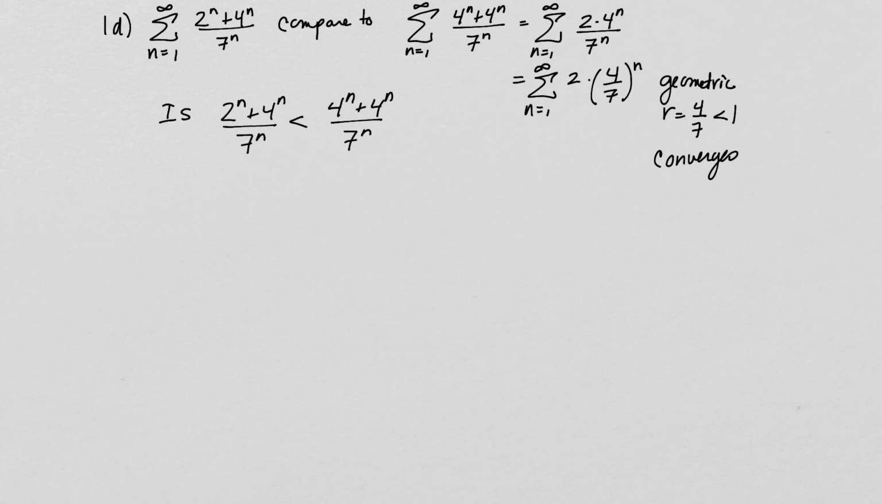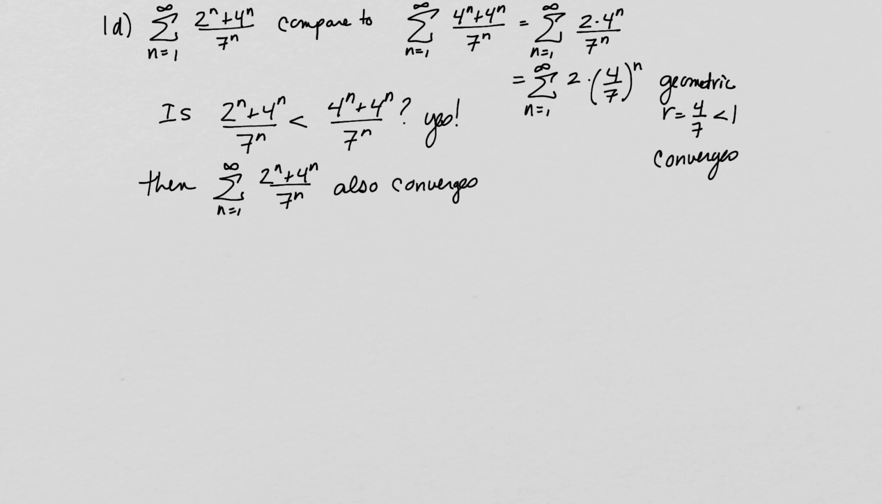Yeah. So is it? Yes. All right. So then our series, the sum from n equals 1 to infinity of (2 to the n plus 4 to the n) over 7 to the n, also converges. So that helped me out, right? I had to pick something different to compare it to.